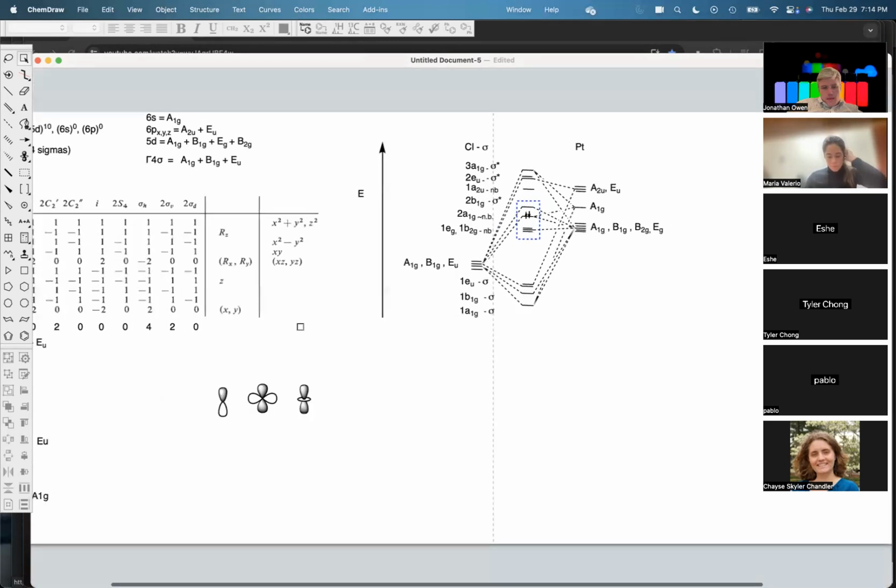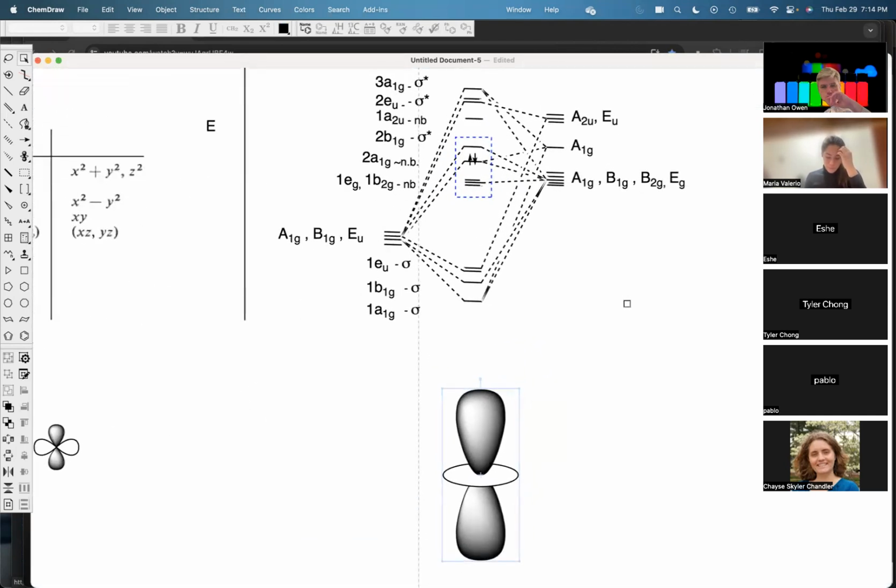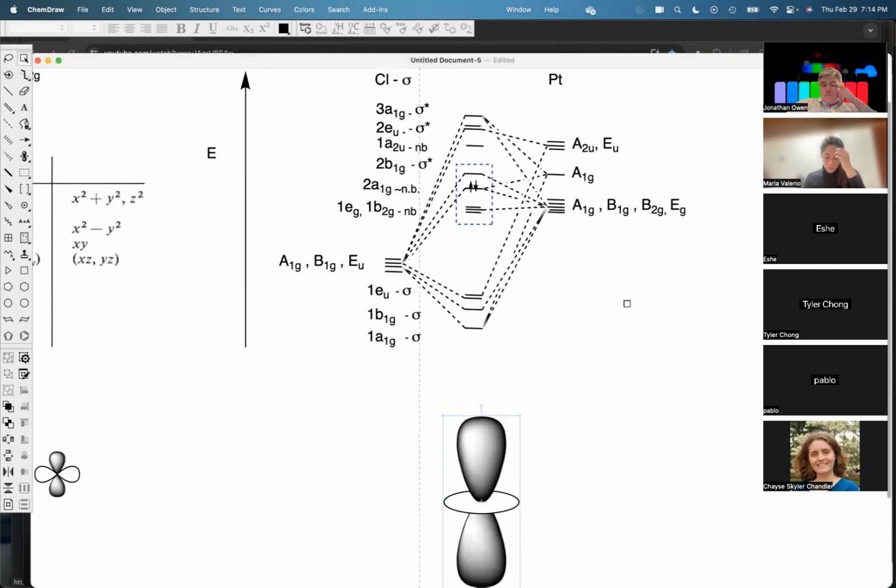This is just a general question, but I'm generally used to non-bonding being lower in energy than sigma star. So is it possible that the 2b1g is actually higher in energy than the a1 a2u? Because non-bonding are generally lower in energy.